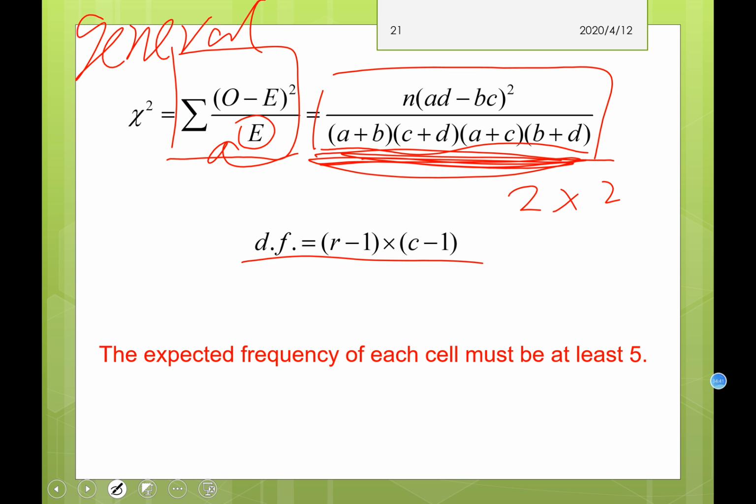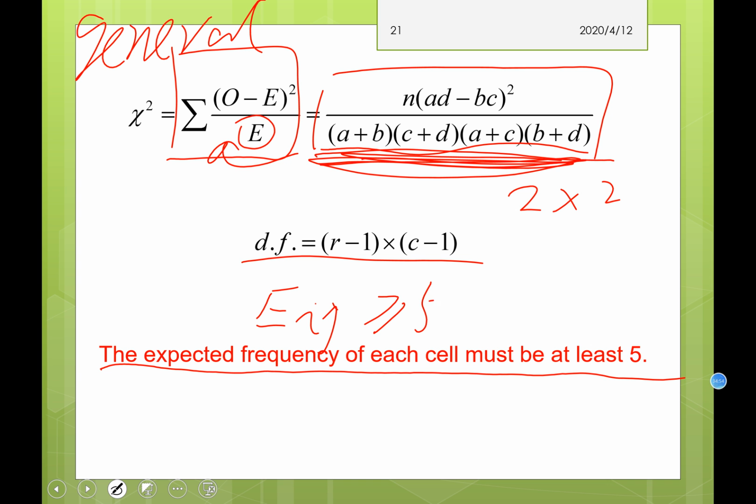But actually, here we have 2 preconditions. The first one is that the expected frequency of each cell must be at least 5. So Eij must be more than or equal to 5. This is the first precondition, but we still have the second one. The second one is that the overall total, little n, should be bigger than or equal to 40. So those are the two preconditions for the general or the new formula. You need to remember these preconditions and their corresponding formula.